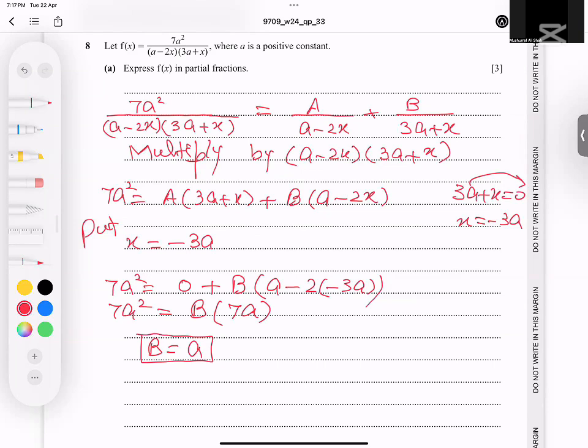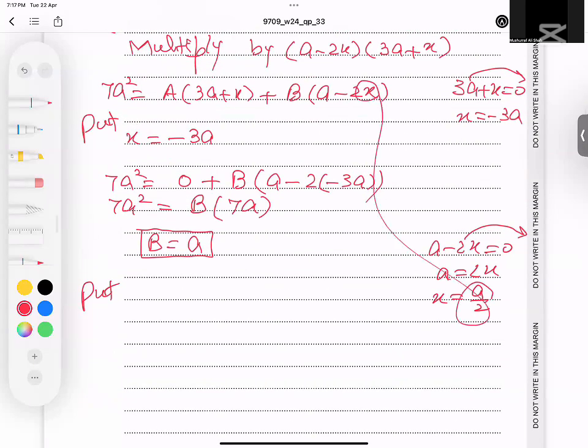All right. So first I plugged in this equal to 0. Now I'm going to plug in this equal to 0. So when I plug in a minus 2x equal to 0, a is equal to 2x. Dividing by 2, x is a over 2. I'm going to replace it here and here.